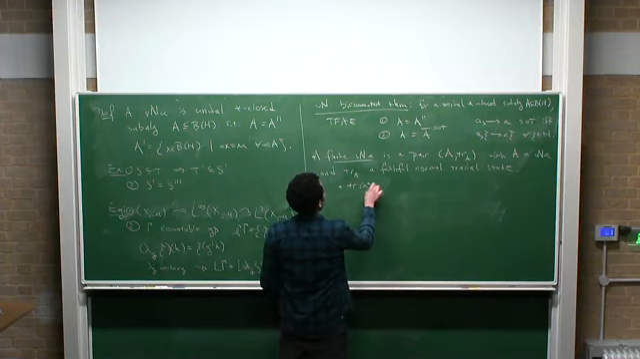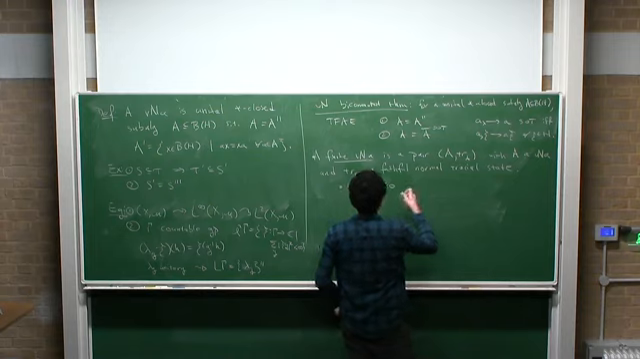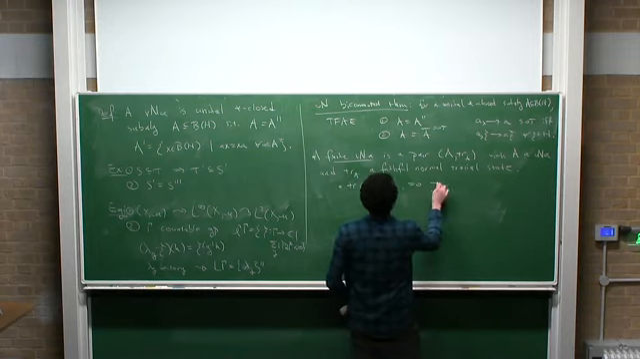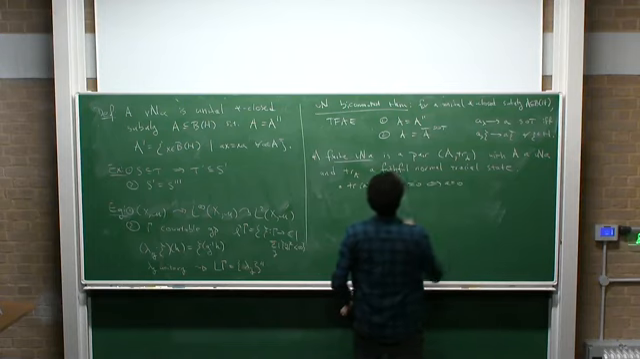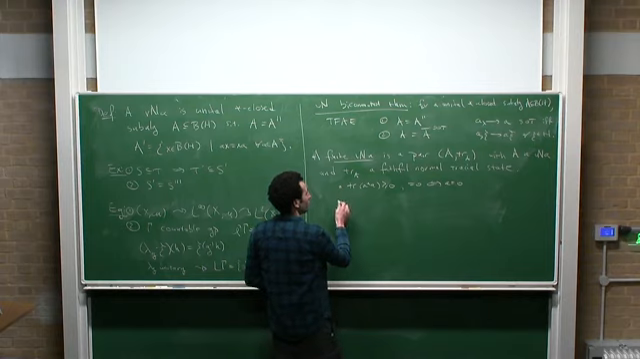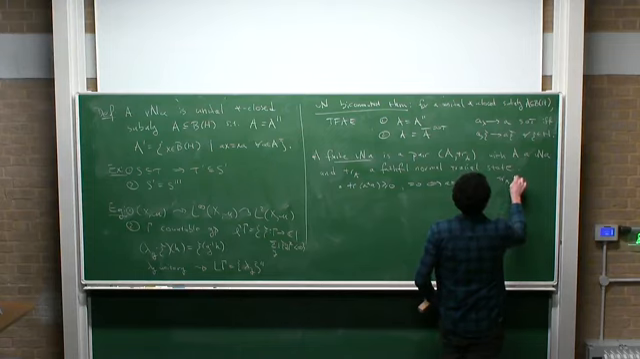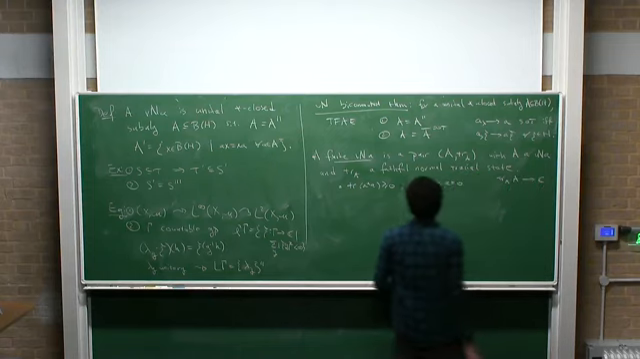So faithful is: trace of A star A is always greater than or equal to 0. This is also a state, and it's equal to 0 if and only if A is 0. So this is faithful together with positive. By the way, this trace is going from A to the complex numbers.